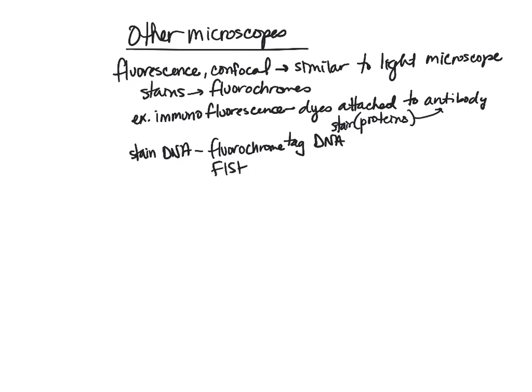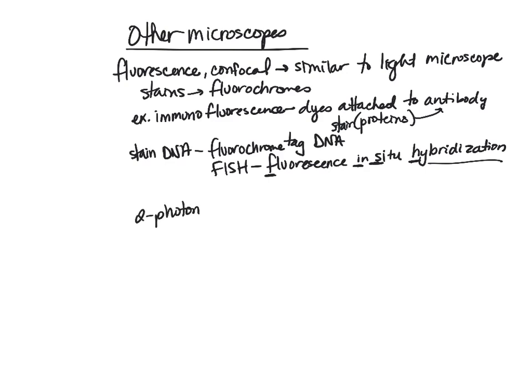And then in this case, we have what's called FISH, which is fluorescence in situ hybridization. That's where we get our FISH from. In this case, what we're doing is we're hybridizing with our DNA. And we are utilizing DNA that is tagged with fluorochromes, so we can see them in our fluorescence or confocal microscopes. We also had our 2-photon microscopy.